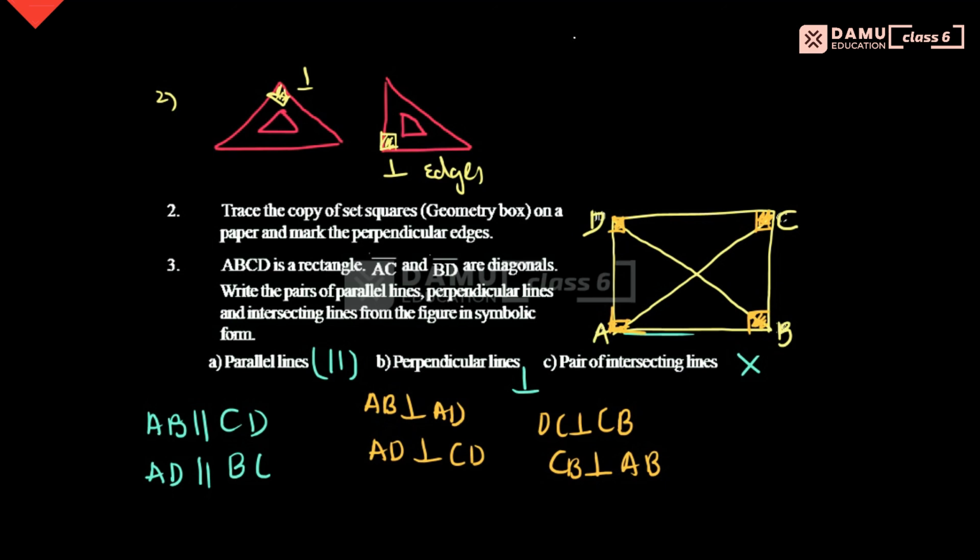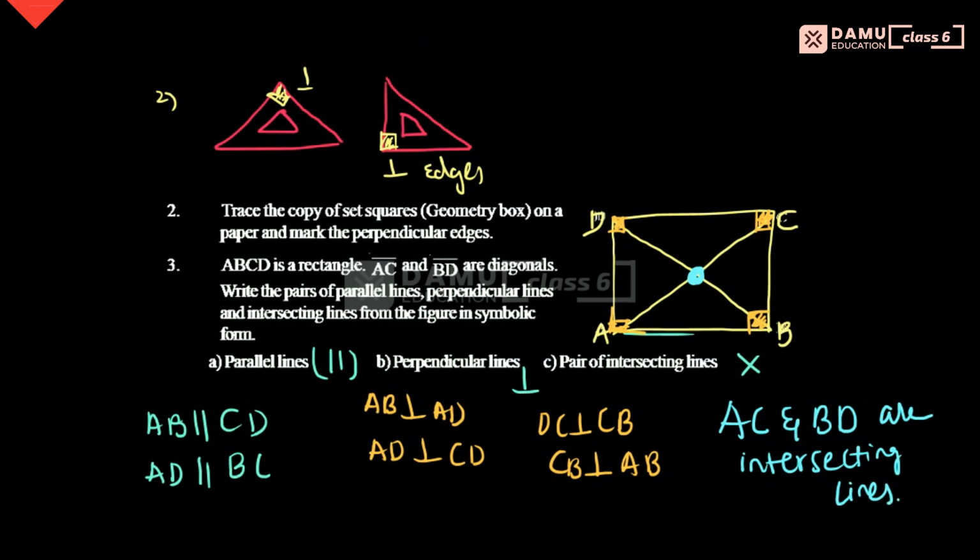Next one, what they have asked is intersecting lines. Pairs of intersecting lines are where they intersect each other. So here some two lines are intersecting. Then what you can take is that AC and BD are intersecting lines. So they are intersecting lines.